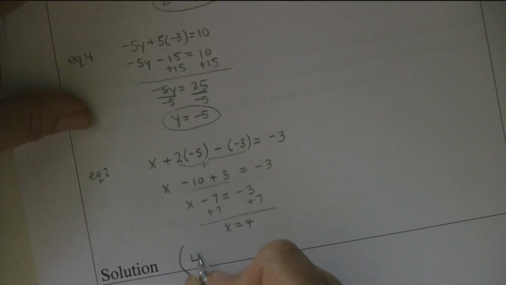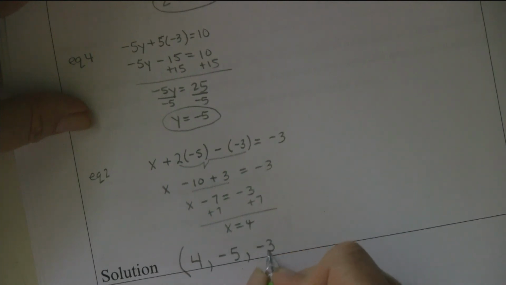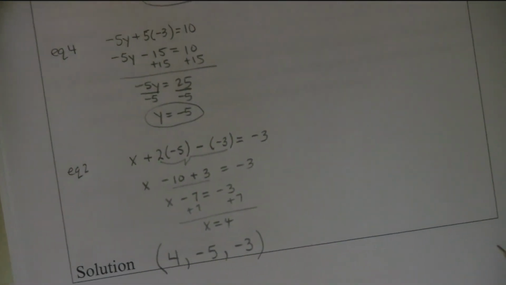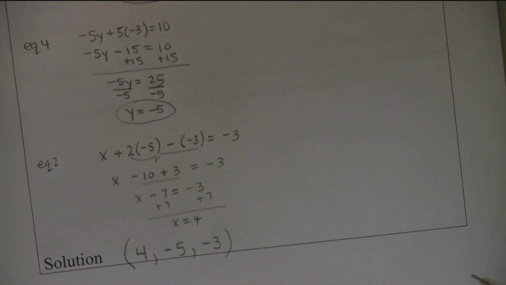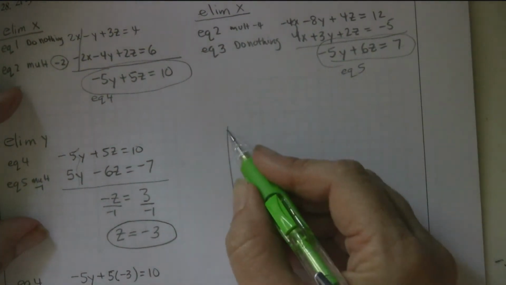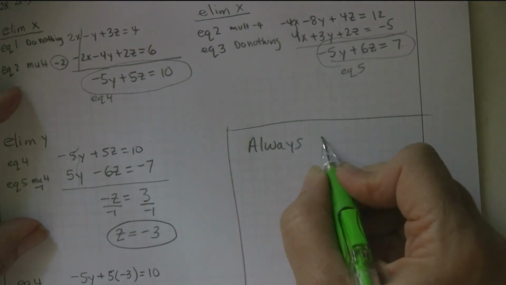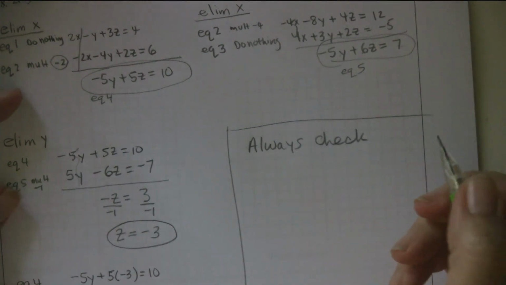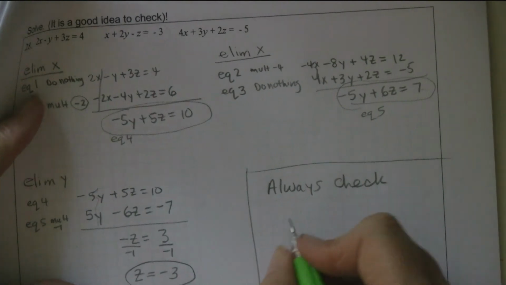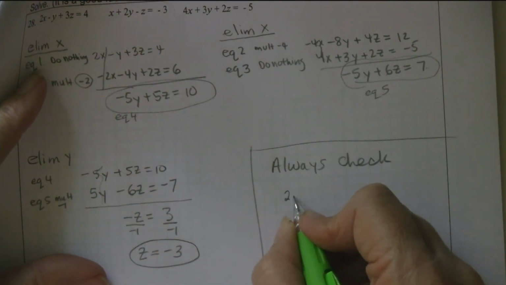So my solution is 4 for x, -5 for y, and -3 for z, and it's an ordered triplet. And yes, you do need to write it as an ordered triplet, (x, y, z). Then I've got all this room over here, and I always check. I say always check at the end of your test, so that if you run yourself out of time, you can forego the check.